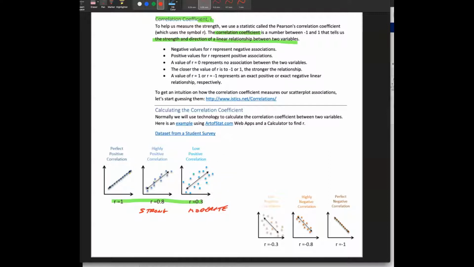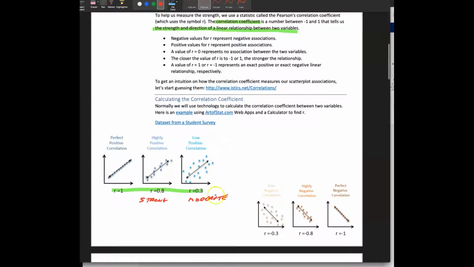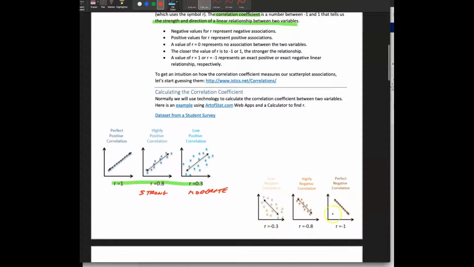Again, there are a lot of different words people use to describe the strength. That's why we need a number instead of just using words. A number tells us the strength of the correlation. Here are some examples of negative. Now, these are linear associations, again, because they're kind of going in a line. They're not non-linear like we've seen in a previous example. And so you see the negative R values here.